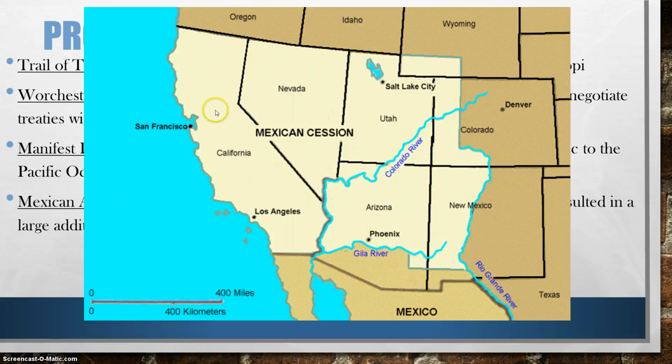As a result, you could definitely talk about how we gained the Mexican cession, that we gained California, Nevada, Utah, part of Colorado, part of New Mexico, part of Arizona.